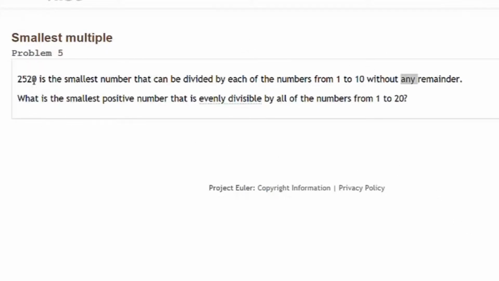So problem 5. 2520 is the smallest number that can be divided by each of the numbers from 1 to 10 without any remainder. What is the smallest positive number that is evenly divisible by all the numbers from 1 to 20?